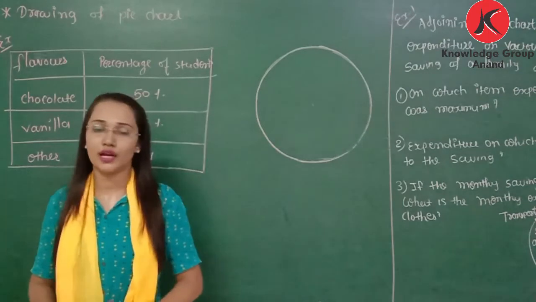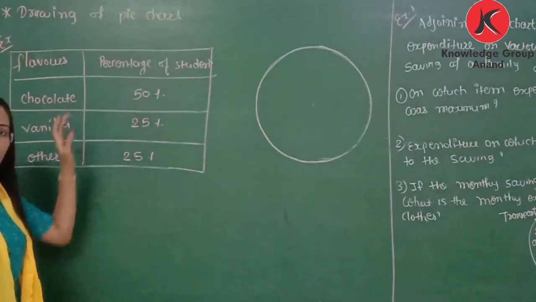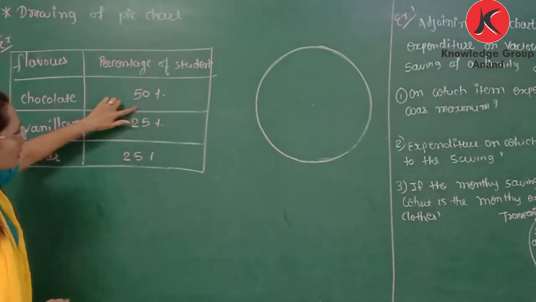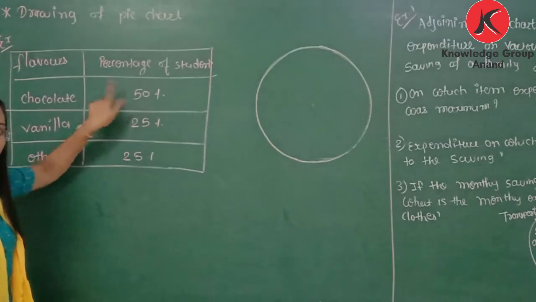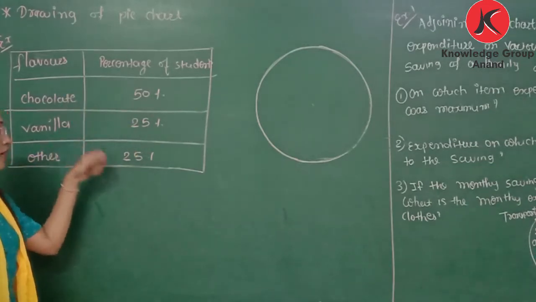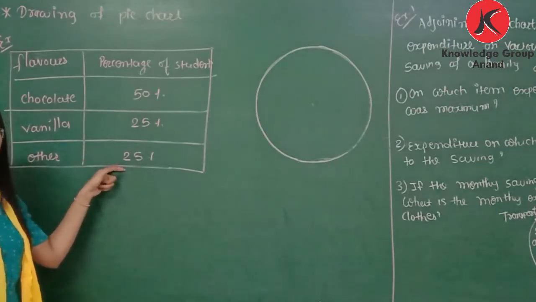Why? Because a circular graph is nothing but 360 degrees. So here, 50%. Now we know that percentage is always calculated from 100. Means from 100, 50 students like chocolate flavor. From 100, 25 students like vanilla flavor. And from 100, 25 students like other flavors.